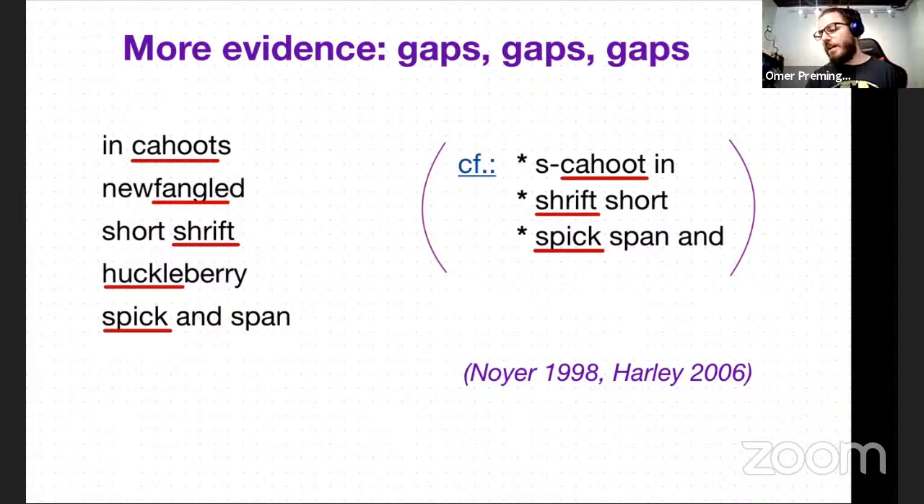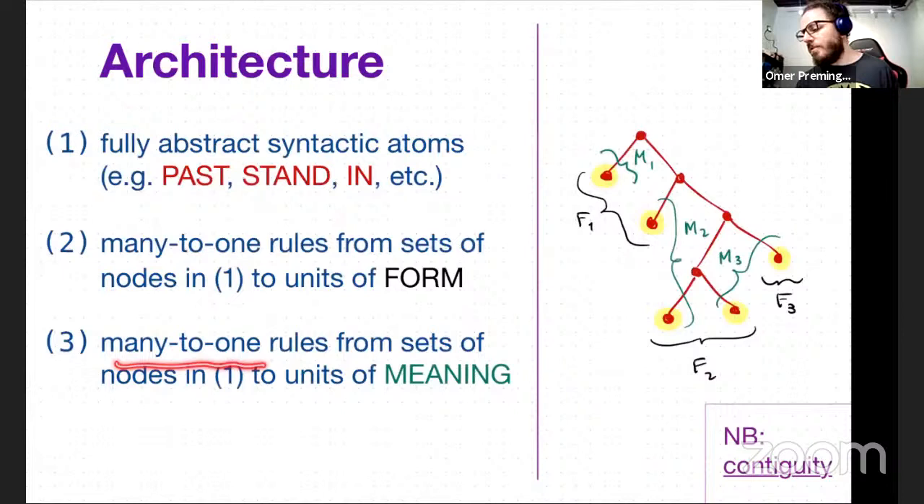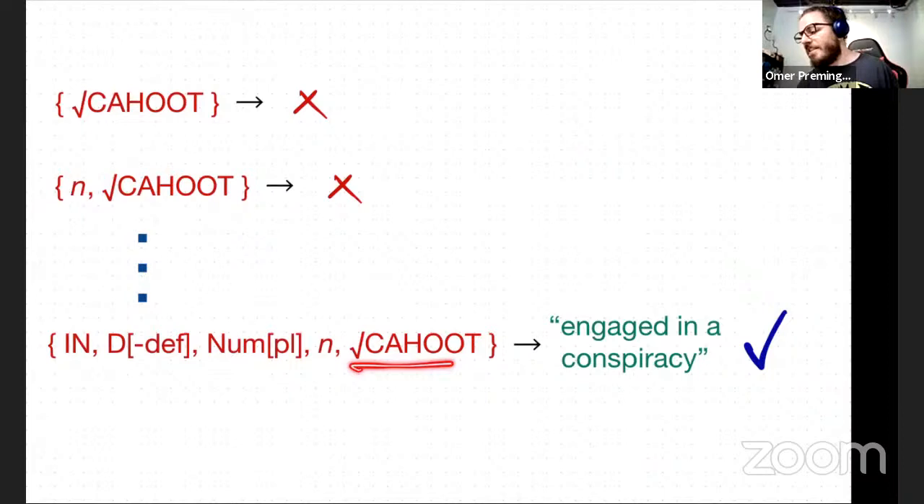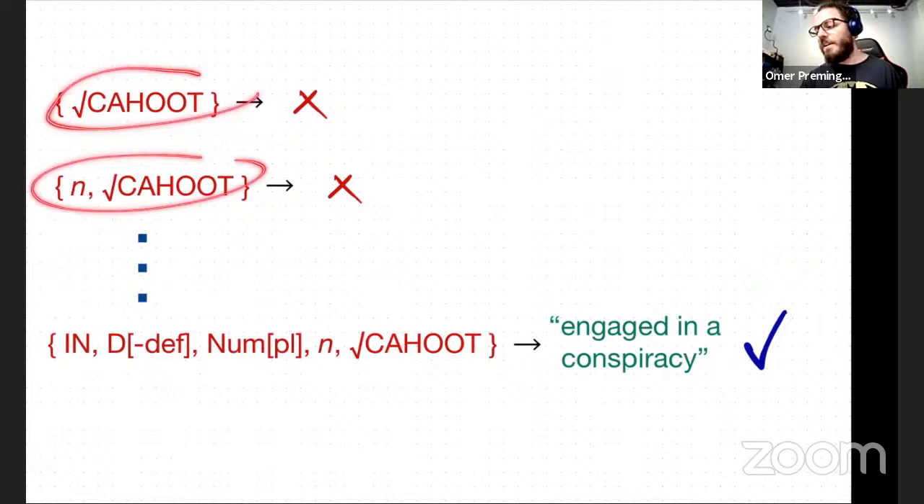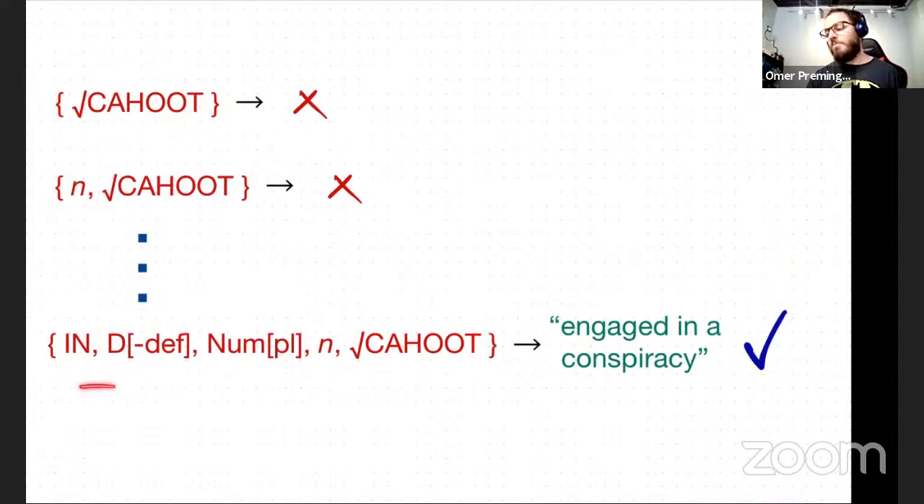Okay. Well, remember our architecture. In particular, remember that how meaning arises in this architecture is via many-to-one rules from sets of syntactic nodes to units of meaning. Well, if that's how meaning arises, this architecture can represent that readily. It just so happens that the root cahoot participates in no many-to-one mappings that are any smaller than this. The smallest many-to-one mapping that cahoot participates in is the one that includes the preposition, plurality, and so forth.